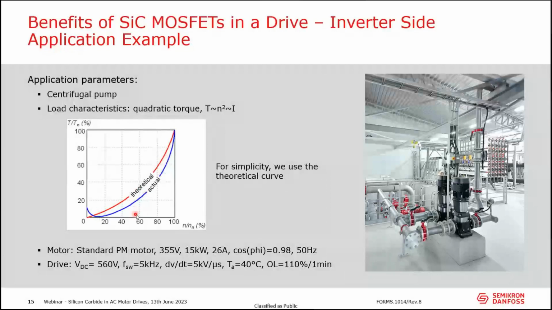And at those load points, then I compare silicon and silicon carbide. As a motor, I chose a standard permanent magnet motor with 15 kilowatts, 26 amps, 50 hertz, so something that you can buy off the shelf, and that is also used in such kind of applications. My drive parameters are 560 volt, 5 kilohertz switching frequency, dv/dt 5 kilovolt per microsecond, ambient temperature 40 degrees, and overload like we have it in pumps, typically 110% for a minute.